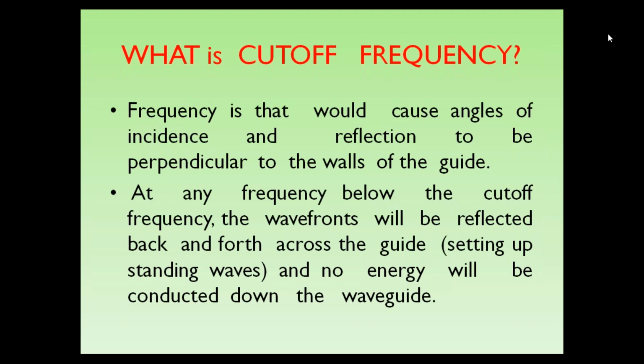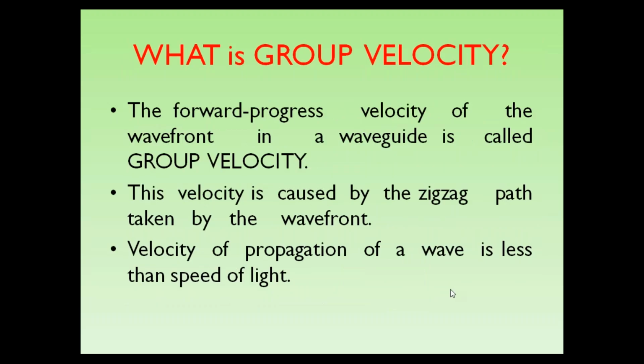So at this cutoff frequency, the wavefronts will be reflected back and forth across the guide, setting up standing waves such that there is no energy being conducted down the waveguide. Okay. Then we have another parameter called group velocity. Group velocity is the forward progress velocity of the wavefront in the waveguide.